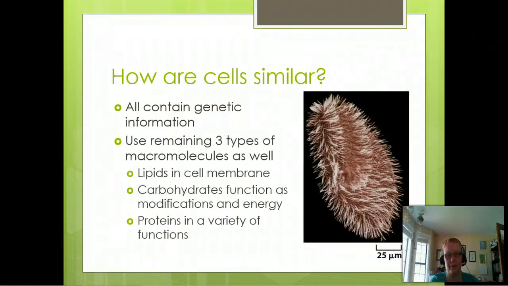So how are all cells similar? All cells contain genetic information, as I just said, DNA and RNA. All cells also contain all three types of macromolecules: lipids, carbohydrates, and proteins. Lipids primarily make up that cell membrane, and then in multicellular organisms, they'll make up organelle membranes too. So it's important to understand that these lipids provide a really important factor in the barriers that they create. They also have a variety of other functions that we'll see as well.